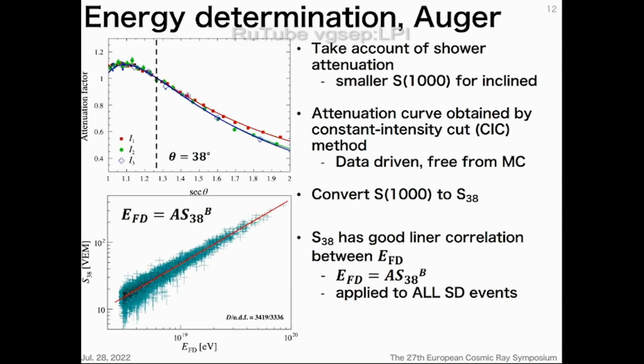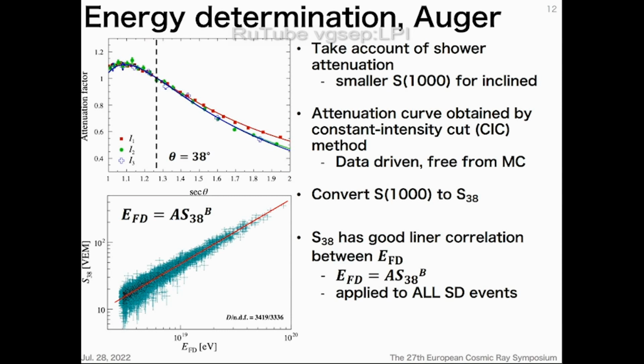For the OJ case, they take into account the shower attenuation. Because the S1000 for an inclined shower is much smaller than for a vertical shower, they obtain this kind of attenuation curve using the constant intensity cut method, which is a data-driven method, free from Monte Carlo. Then using this curve, they convert S1000 to S38.